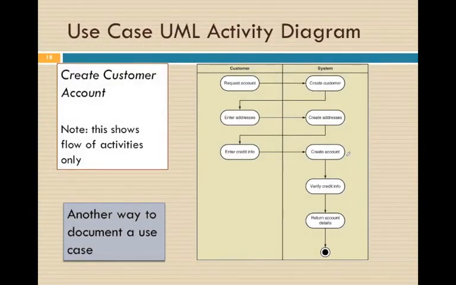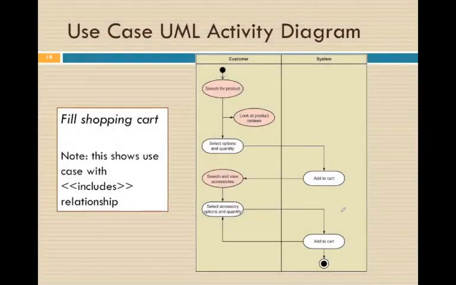Let's look at the example of an activity diagram. So this is the swim lane, and we have the swim lane headings, customer and system. You can have more than two swim lanes. Let's say you have three actors, then you can add another actor here. We start with the start symbol, and then the first activity, request account, and then the system will react to this action until the end of this activity. So this shows the flow of activities only.